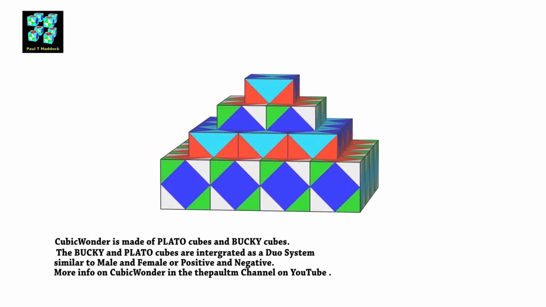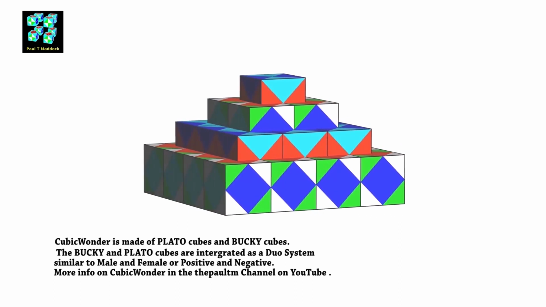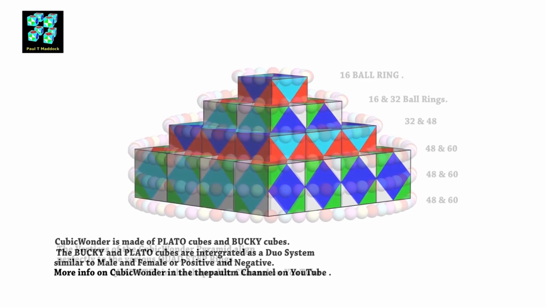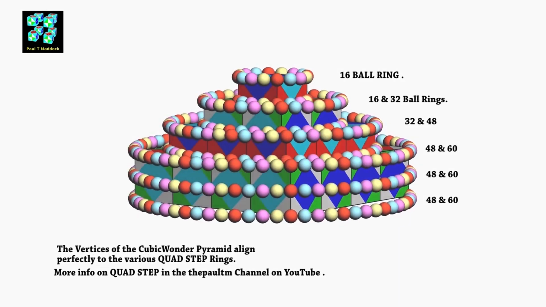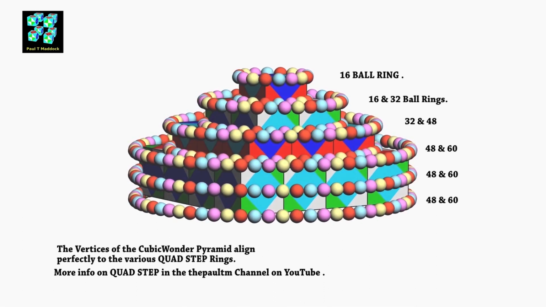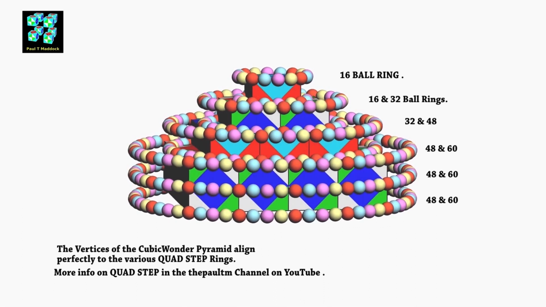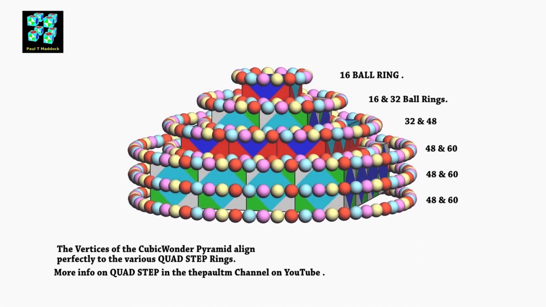So I've added the quad step ring system to this CubicWonder pyramid. Now this quad step hierarchical system is a wonderful system of order.